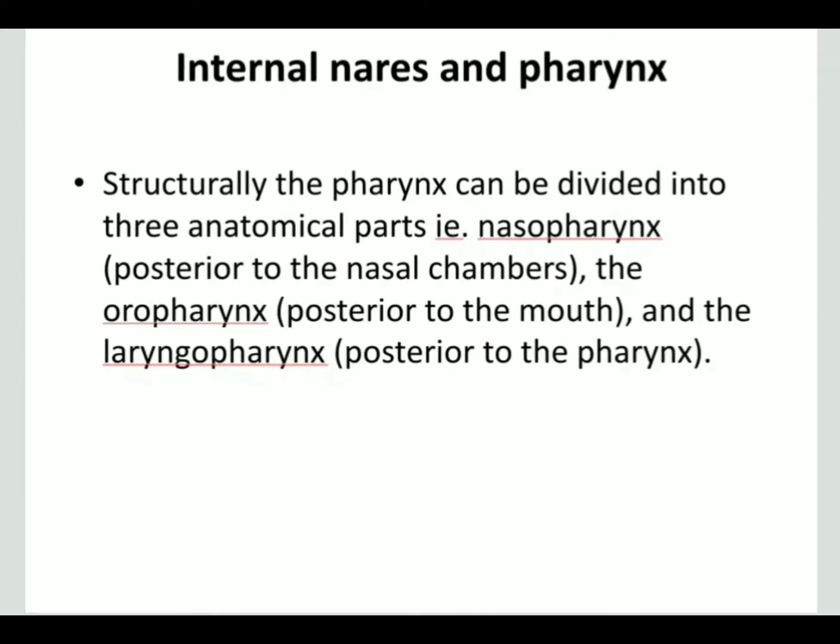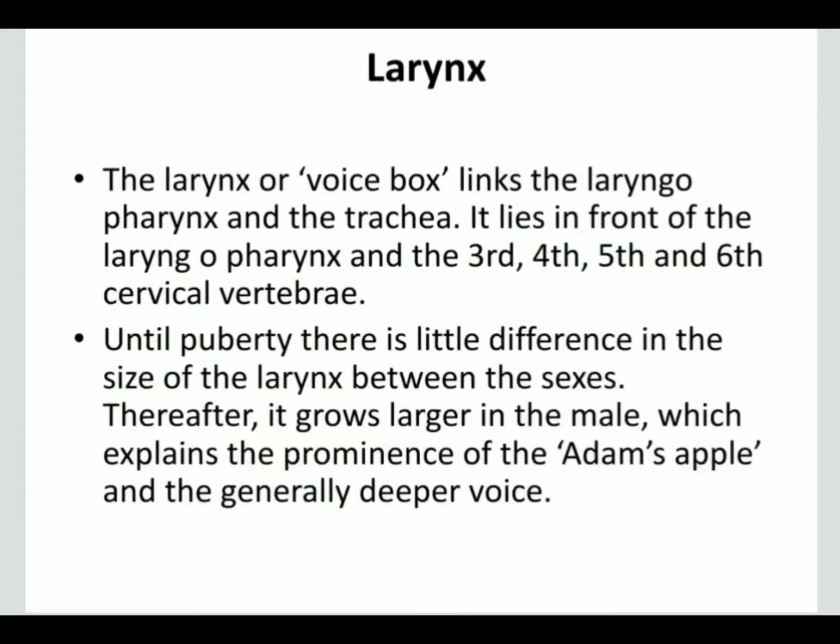The pharynx is divided into three parts: the nasopharynx posterior to the nasal chamber, the oropharynx posterior to the mouth, and the laryngopharynx posterior to the larynx. So these are the three types of pharynx.